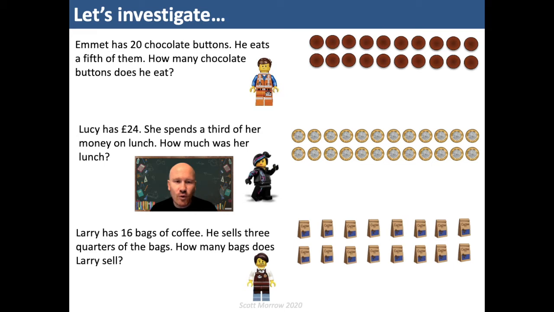Lucy has £24. She spends 1/3 of her money on lunch. How much was her lunch? And finally, Larry has 16 bags of coffee. He sells 3/4 of the bags. How many bags does Larry sell?